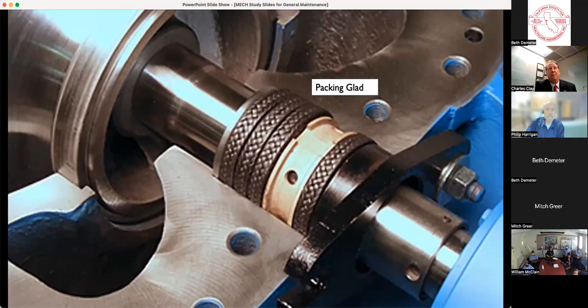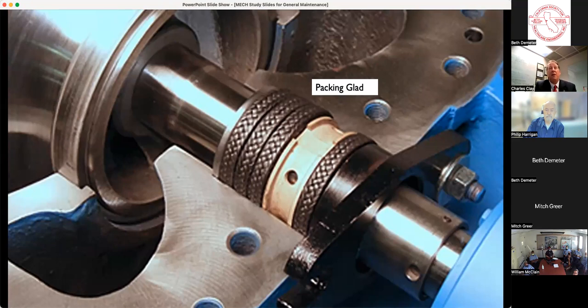This is a packing gland. So if you open up a pump, I don't know how many have done this yet. I try to make sure that when I do a presentation, I do not assume that people have done all of this. I may be speaking to a fantastic painter, but has never touched a pump.